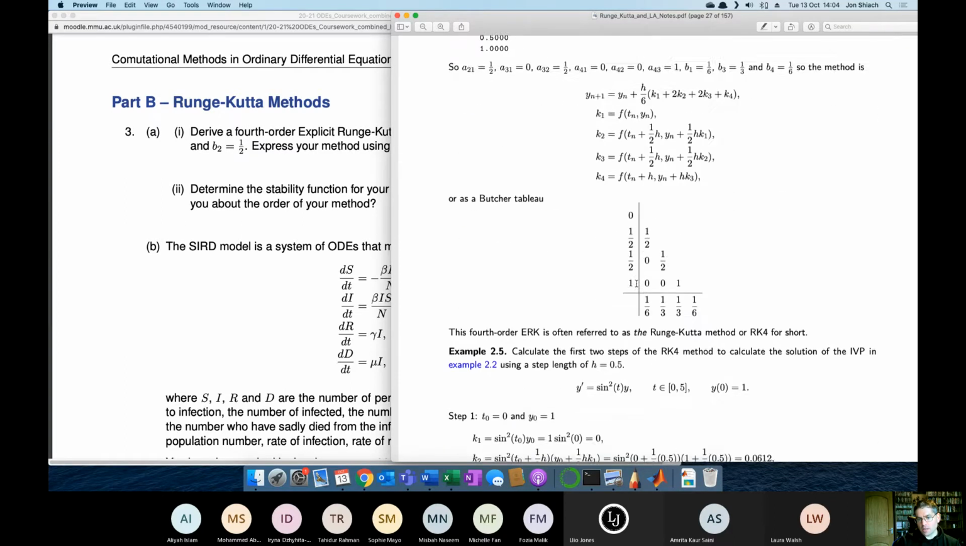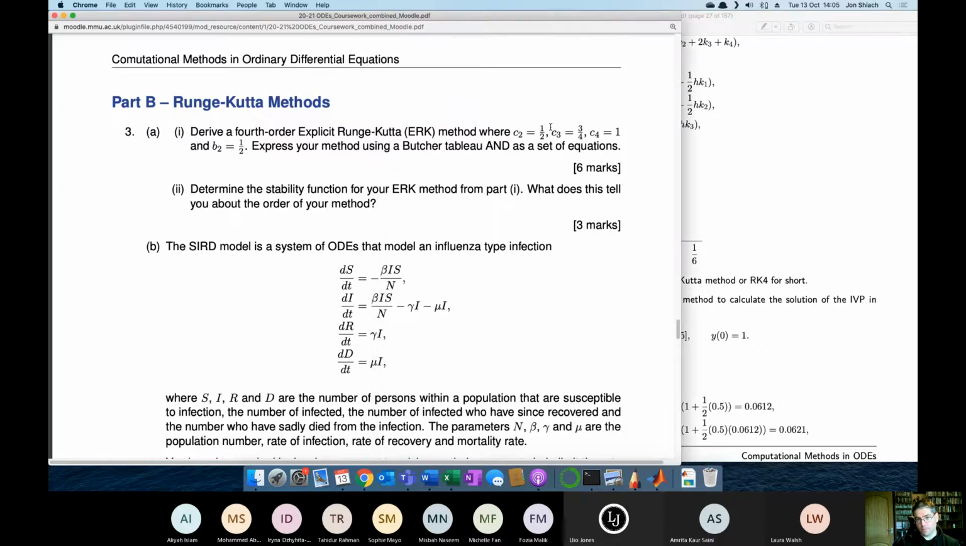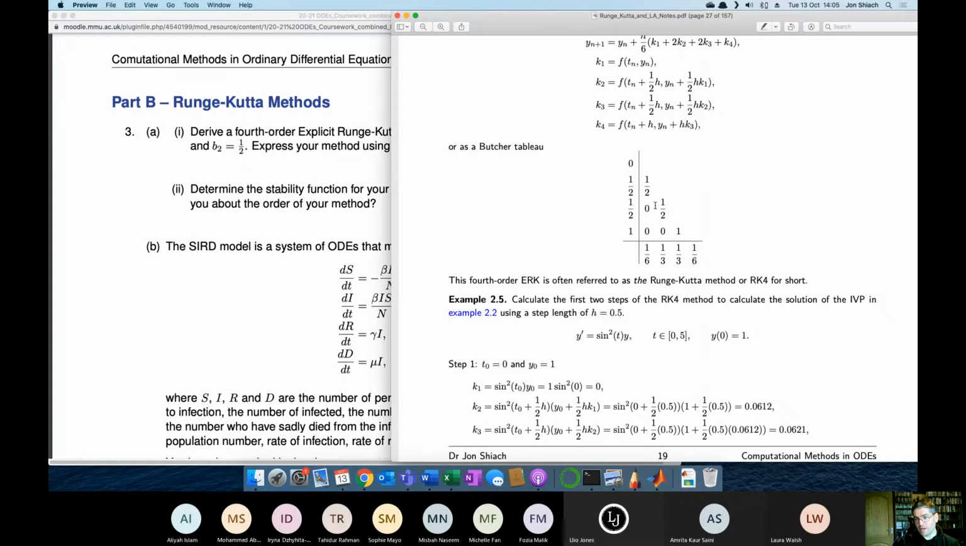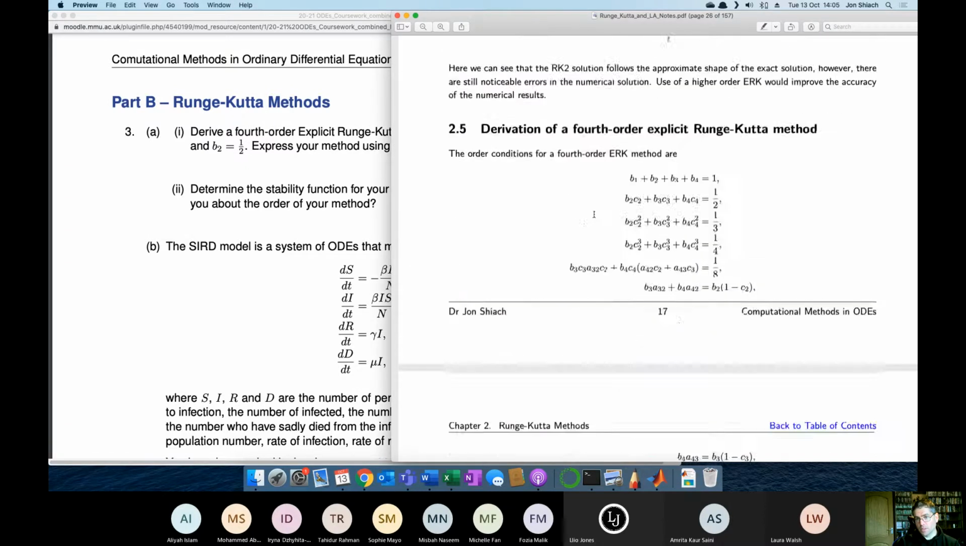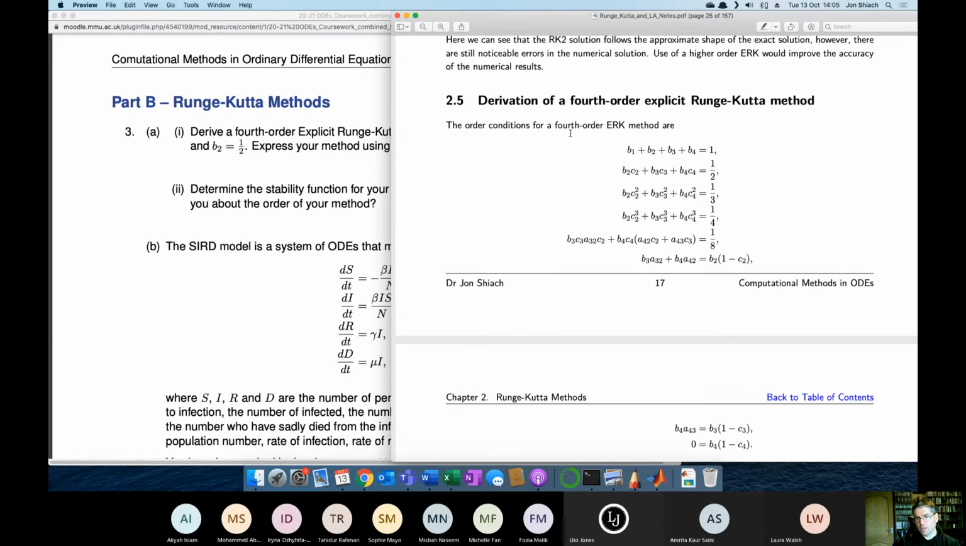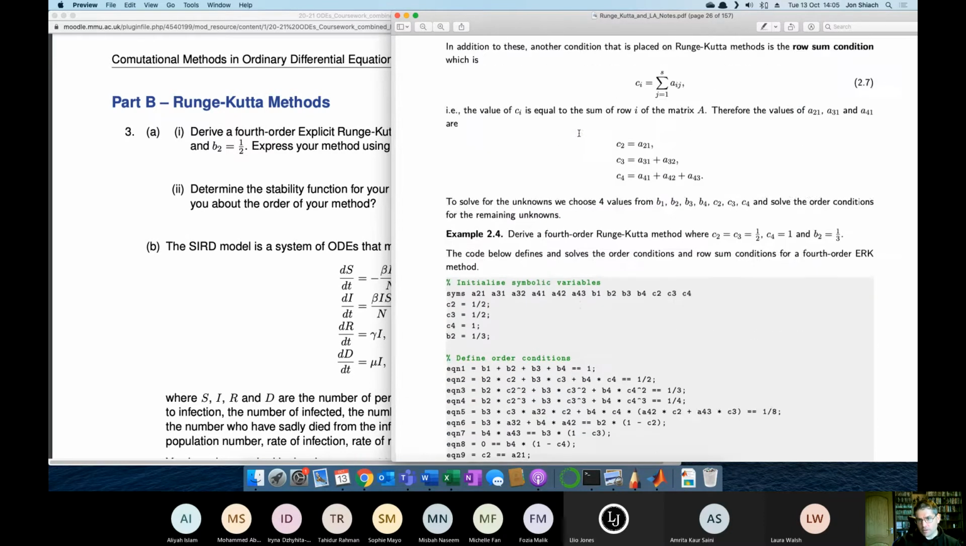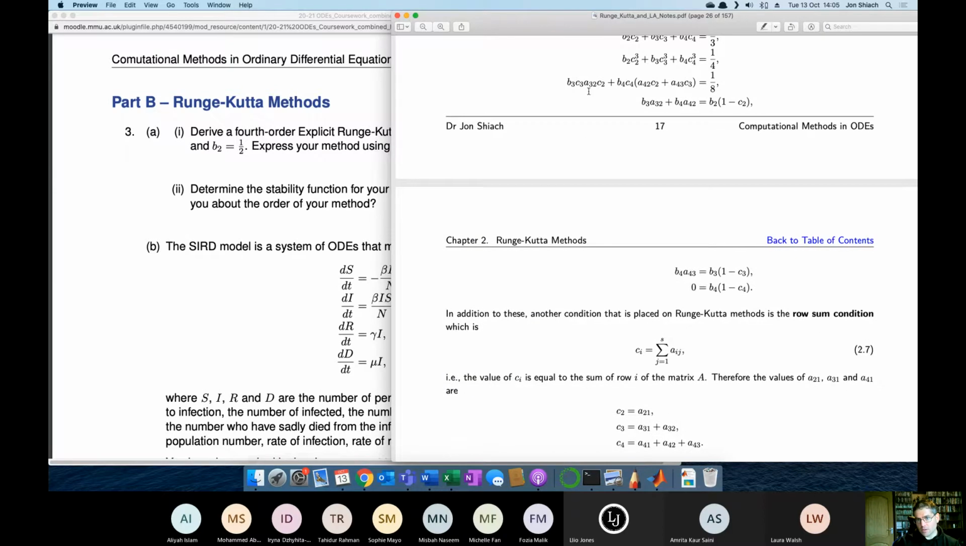And then we have 5 A values to solve for. Remember that A21, by the row sum condition, has to be the same as C2. So you don't need to solve for that because it's already given here. So we have 5 A values to solve for, and we need to pick 5 equations from these and the row sum conditions that will allow us to solve for those A values.